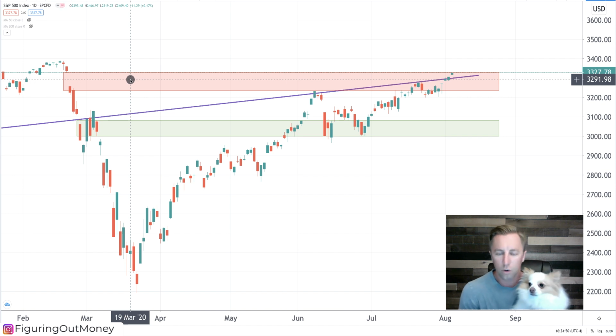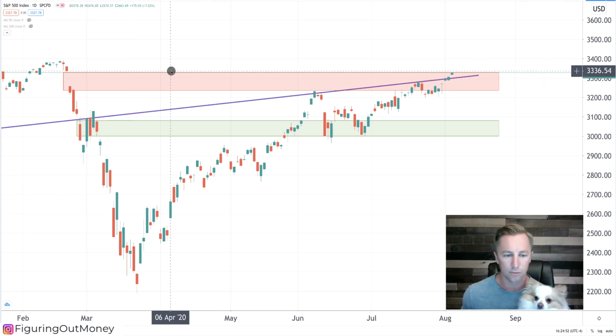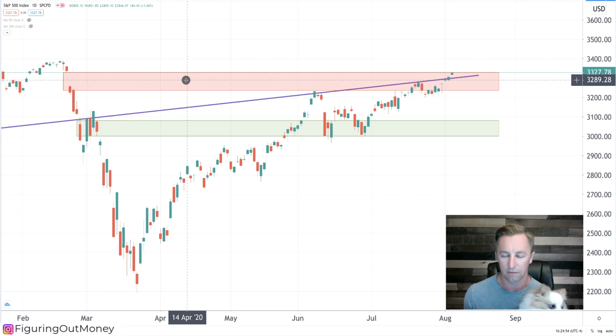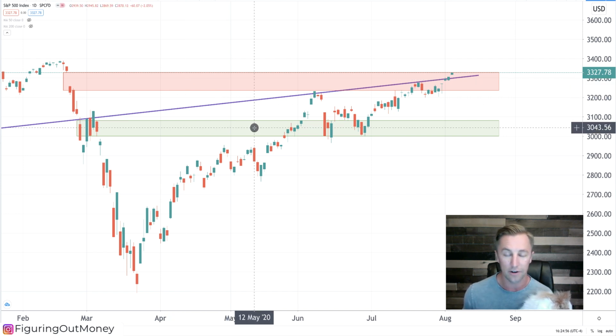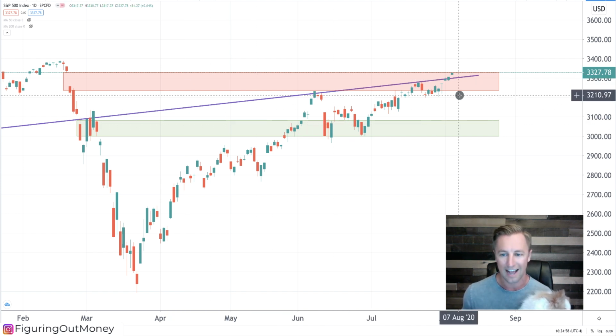Now, if you're new here and you're wondering what these rectangles are on the screen, we have this red rectangle, that's the bear's camp, an area of resistance. Then we have the green one, an area of support, the bull's camp. As you can see, the bulls have been making quite an amazing run these last 4 days through the bear's camp. So what are we going to do?